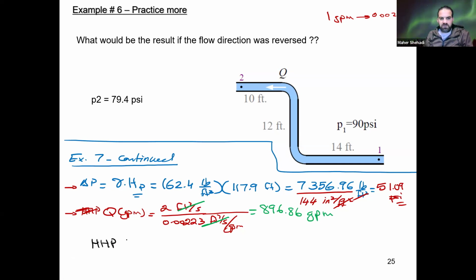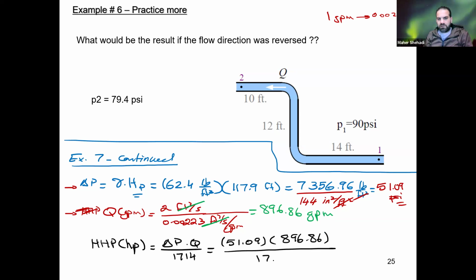Therefore, the hydraulic horsepower in HP is delta P times Q over 1714, which would be 51.09 times Q over 1714. That gives 26.7 horsepower.